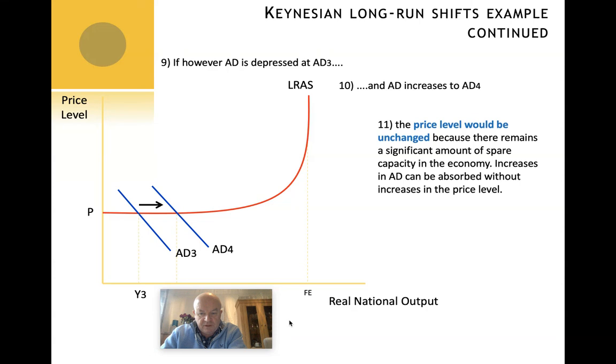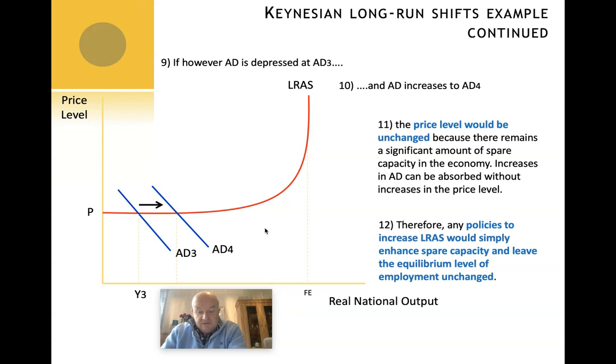Now, the reason for that is that there is a significant amount of spare capacity here, and at this point, you wouldn't have to employ more workers. You've still got machine capacity, and in this instance, that spare capacity could be used up, and any increases in aggregate demand could be absorbed without an increase in the price level.